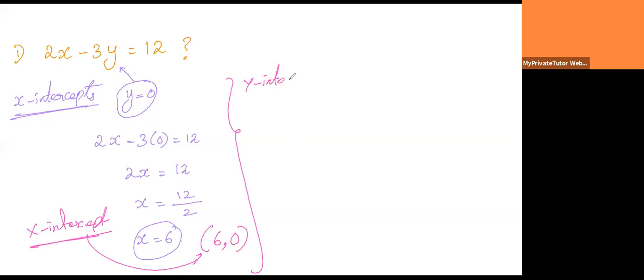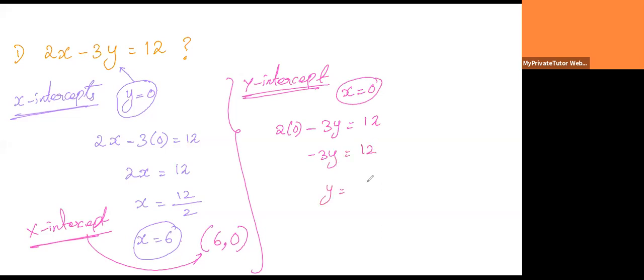And how to find the y-intercept, guys? Let's quickly do this. At x equals 0, right? So just substitute x equals 0 in the given equation. We'll get minus 3y equals 12. y equals 12 divided by minus 3. So y value would be minus 4. I hope everyone agrees to this. And what is the y-intercept here? The x value is 0, y value is minus 4. So that is the y-intercept here.